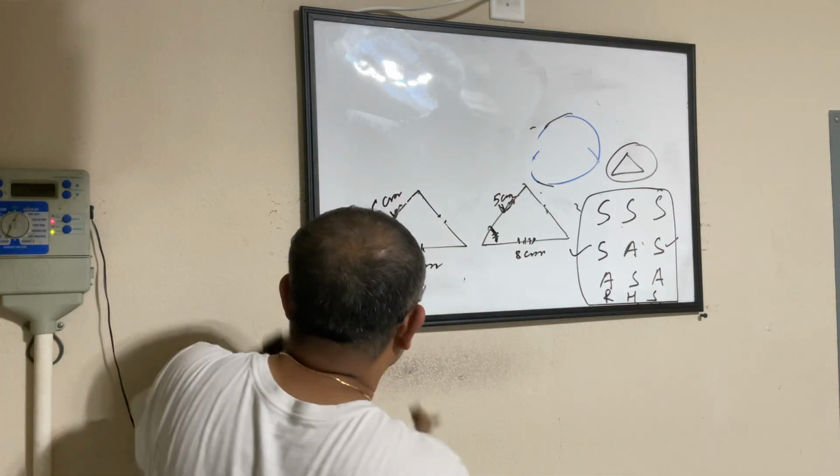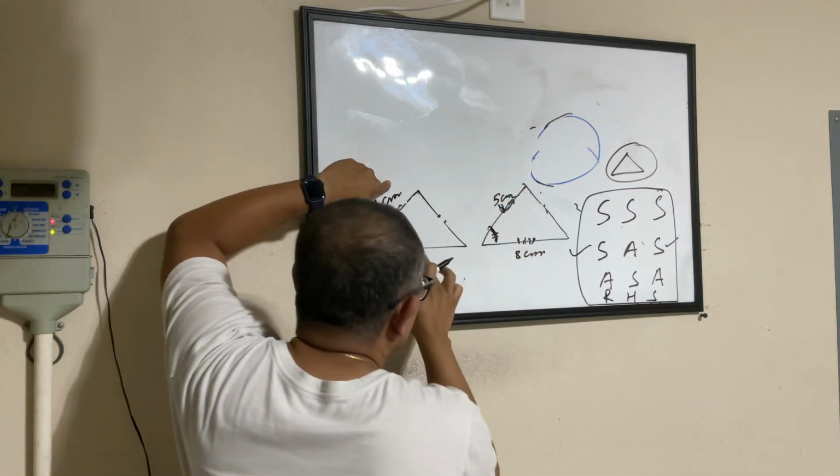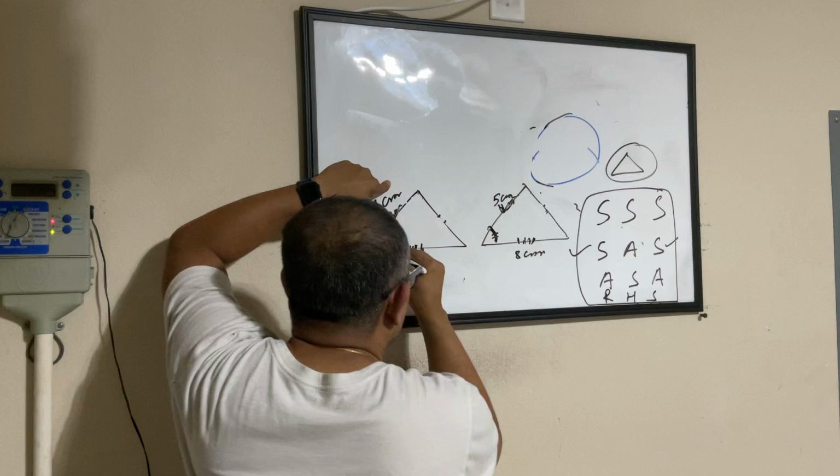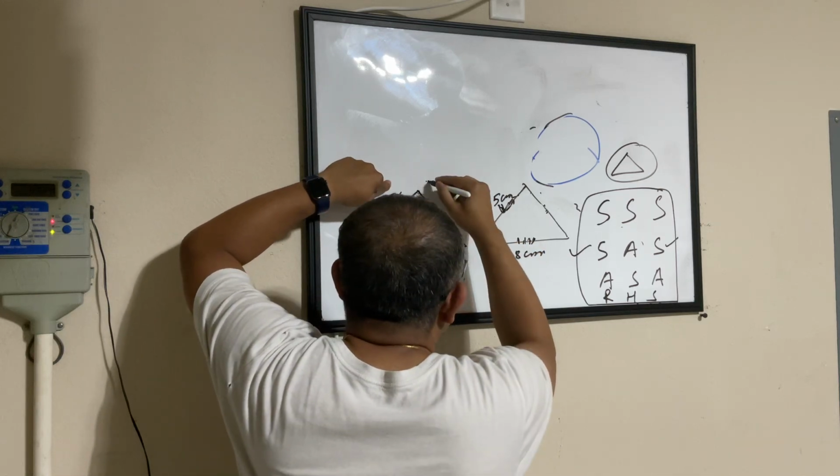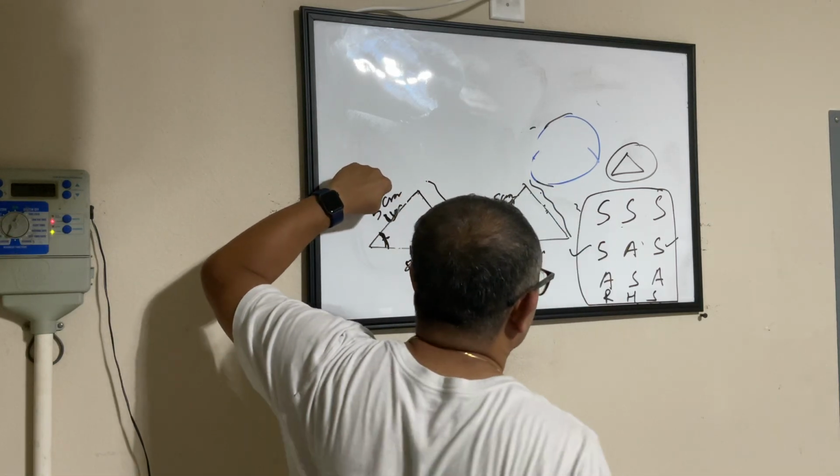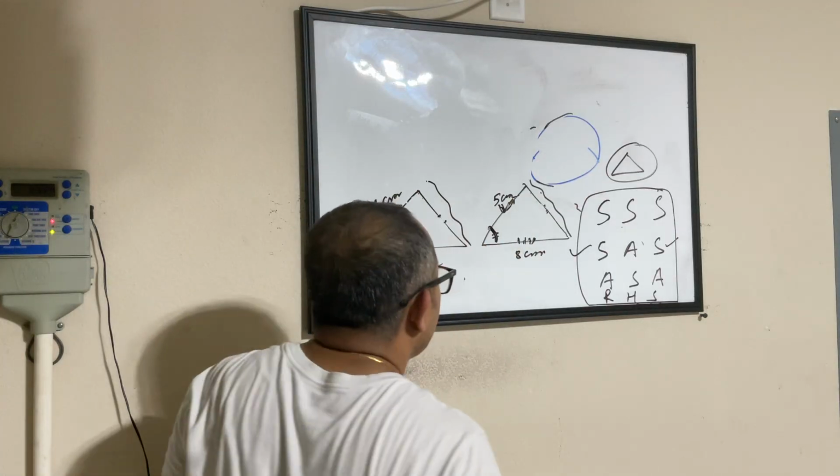Now I am saying that if this side is equal to this side, and this angle is also the same, then this side's length will be equal to this side. That's what I am trying to say. But you are asking why?